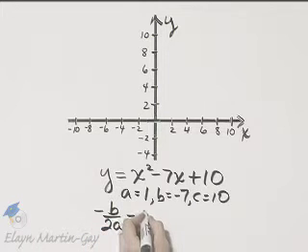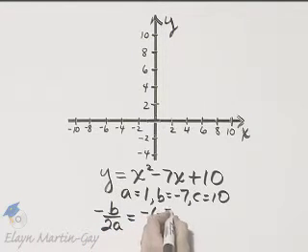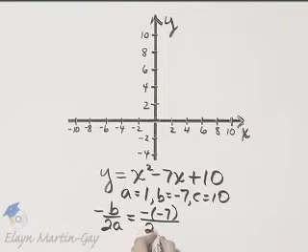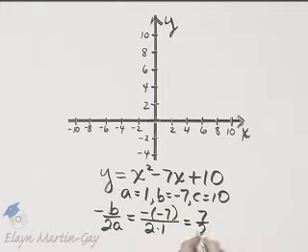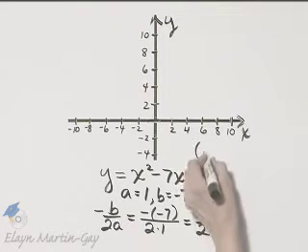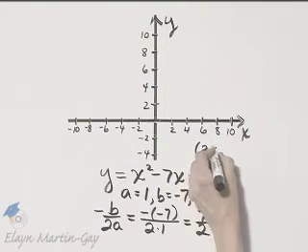which in this case is -7 over 2 times a, which is 1. So what is that? That's 7/2 or 3 1/2. So the x value of the vertex is 3 1/2 or 3.5.